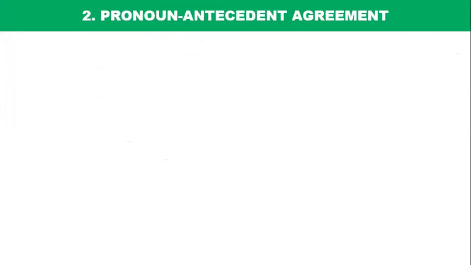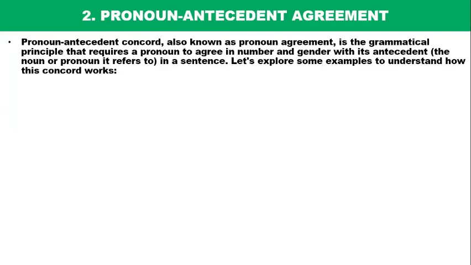Now, this brings us to the second type of concord, and that is pronoun-antecedent agreement. Now, pronoun-antecedent agreement, which is also known as pronoun-antecedent concord, which you can also call pronoun agreement, is the grammatical principle which requires a pronoun to agree in number and gender with its antecedent.